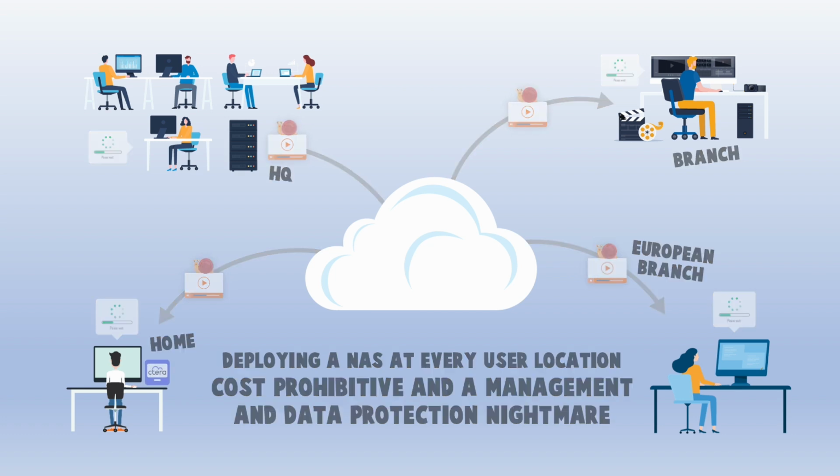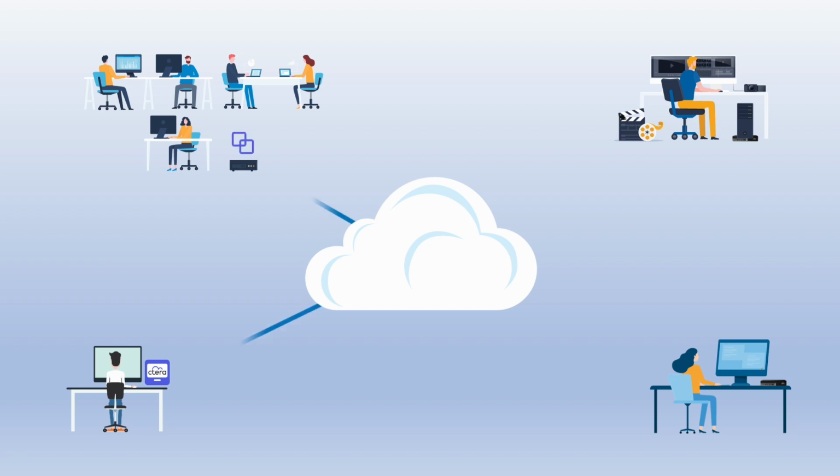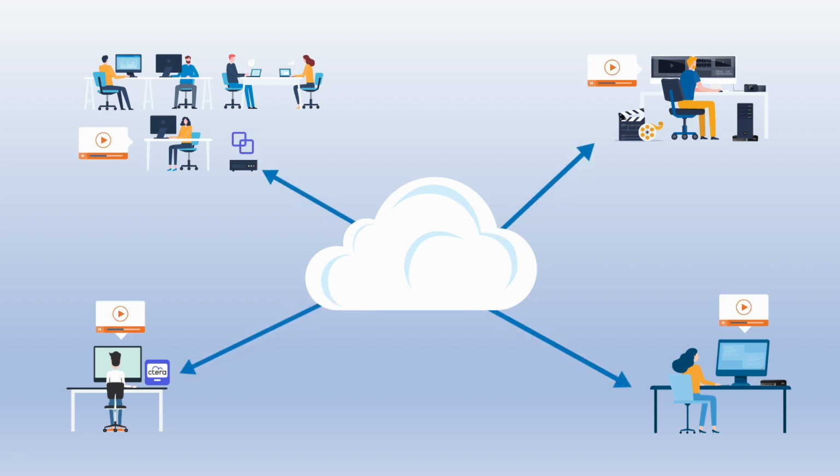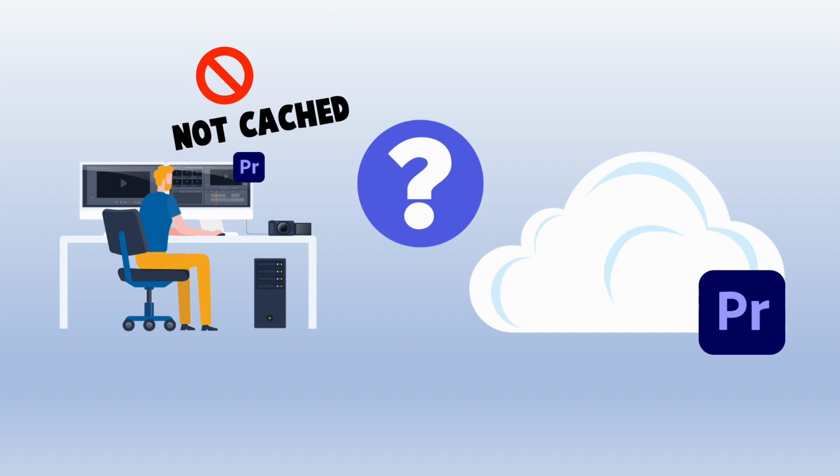With CTERA, simply deploy either a small edge filer caching appliance for workgroups, a personal HC100 edge filer, or a CTERA agent for remote users to provide access to the most recent and frequently accessed files. But what happens when you try to access files that are not cached?